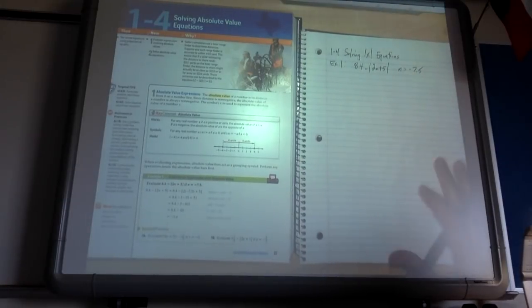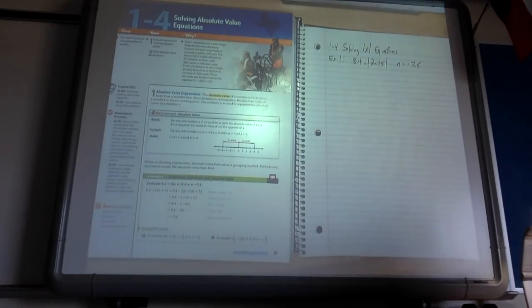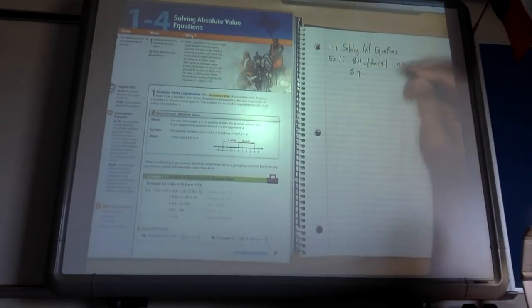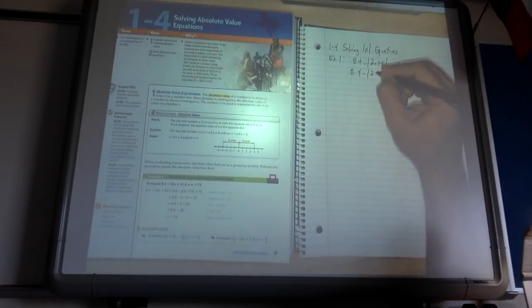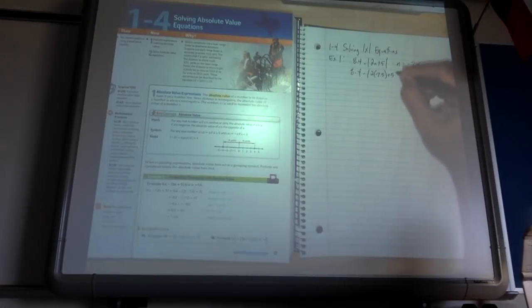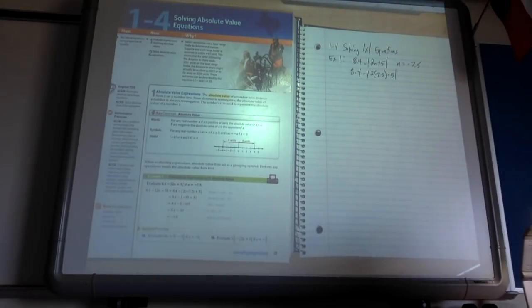So remember, we're plugging in negatives. We're going to put those in parentheses, and let's see how this is set up. I've got 8.4 minus the absolute value of 2 times n. Again, we're substituting in negative 7.5 for n. We're just switching those out. And I've got plus 5, and I close the absolute value. We're finding the value of this problem, so we're going to get a number answer.